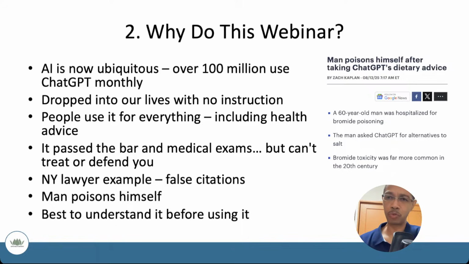There was an article recently. There was a man in his 60s who poisoned himself after getting advice from ChatGPT. He wanted to reduce his sodium intake, and it's reported that ChatGPT recommended he take sodium bromide to reduce his sodium intake. And of course, it's toxic, and he ended up in the hospital.